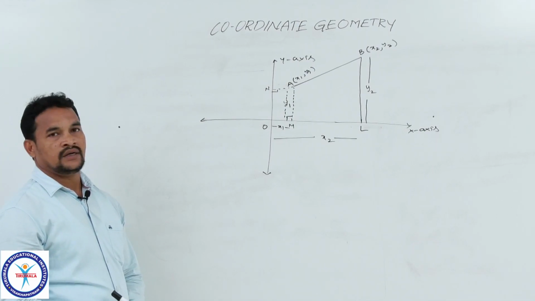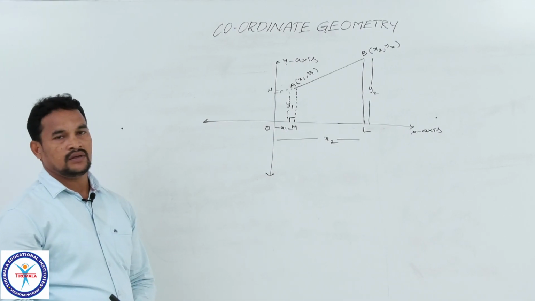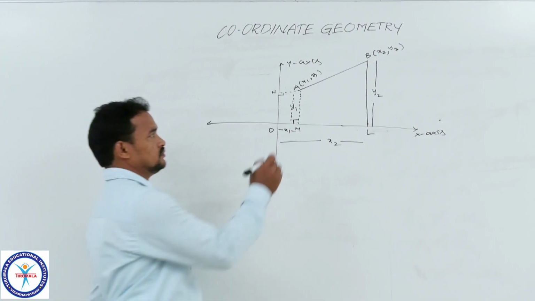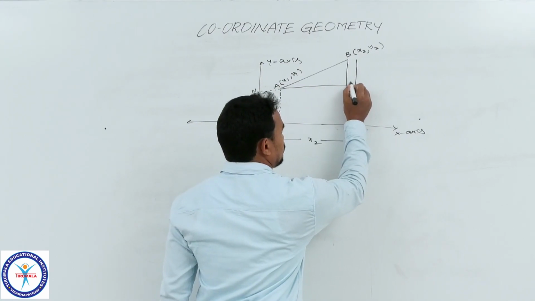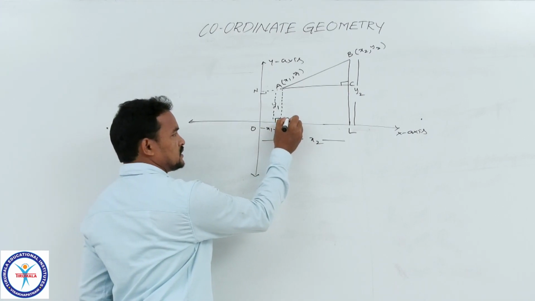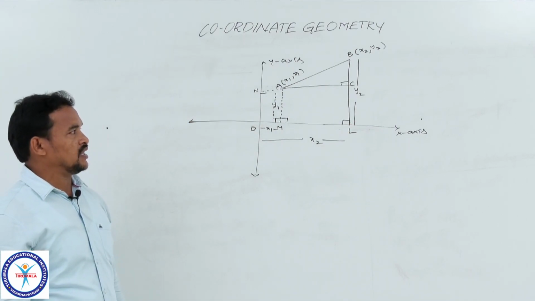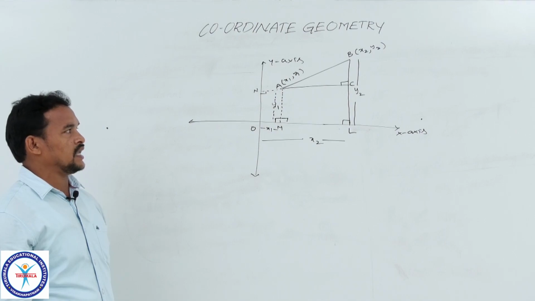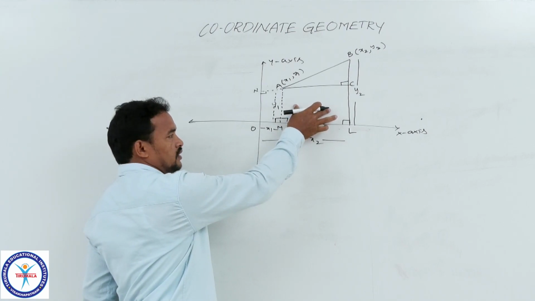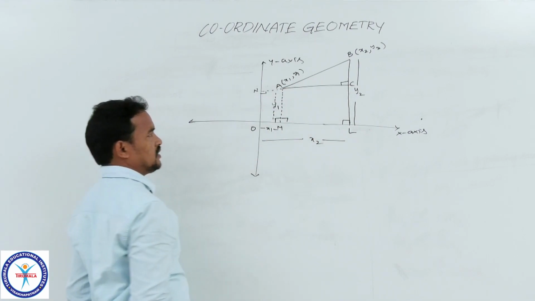Now how to find the distance from A to B? For this, draw one perpendicular, AC perpendicular to BL. Here we observe that AM is perpendicular to the x-axis, BL is perpendicular to the x-axis, and AC is perpendicular to BL, so AMLC is a rectangle. In a rectangle, the opposite sides are equal. Now ML is equal to AC.